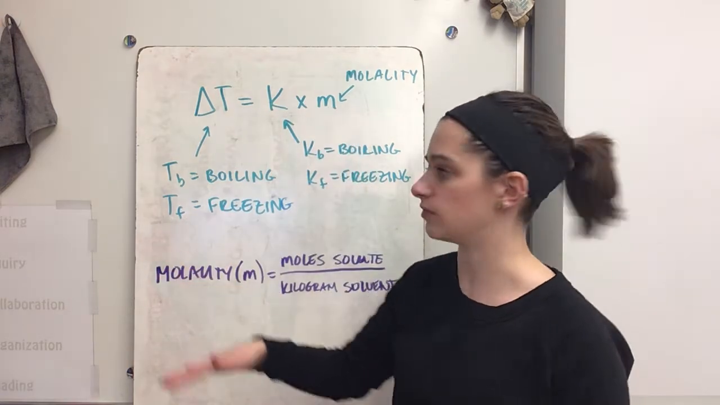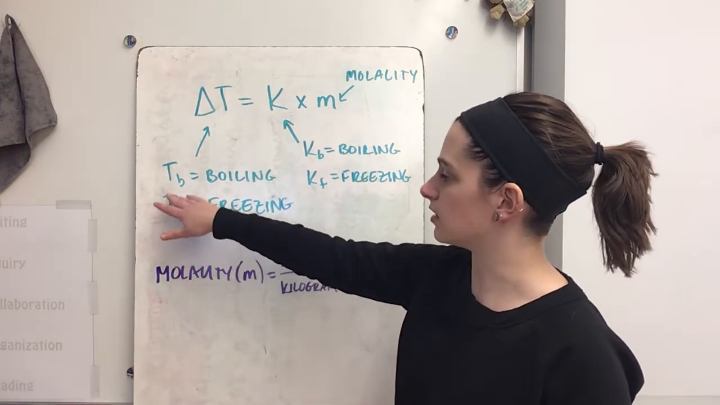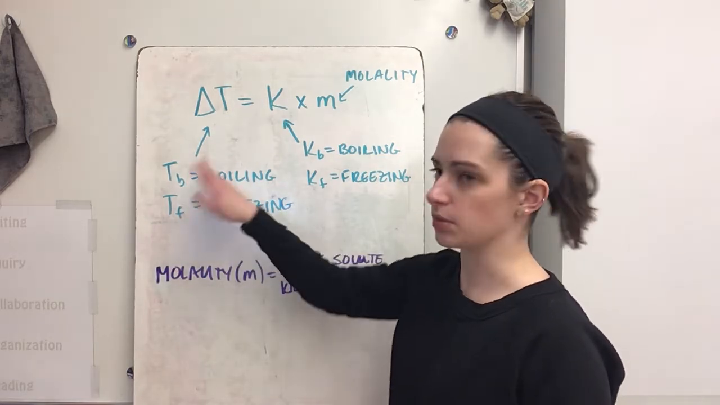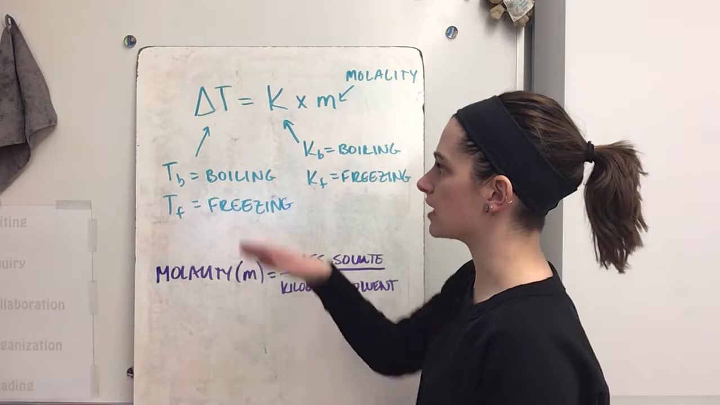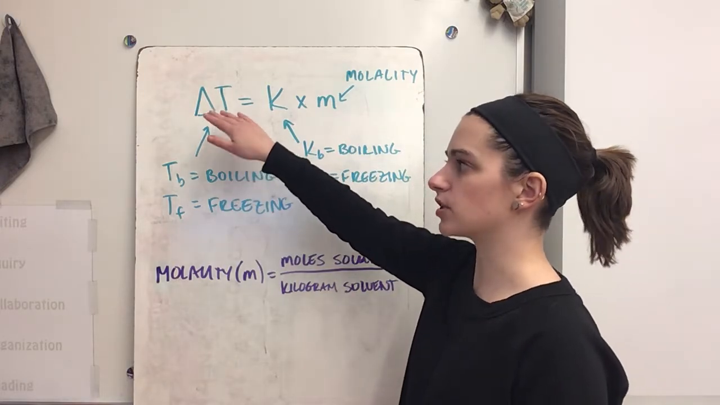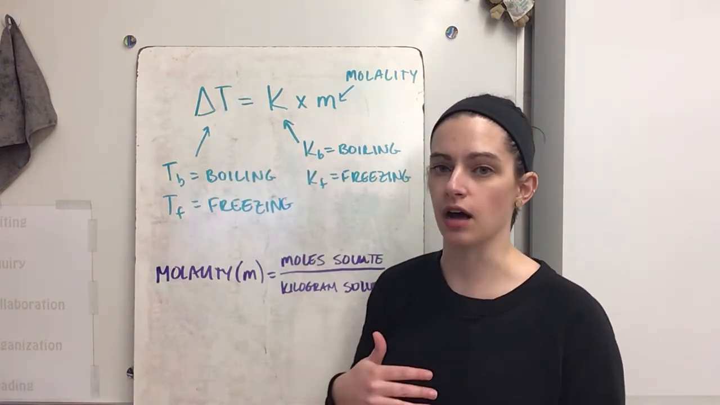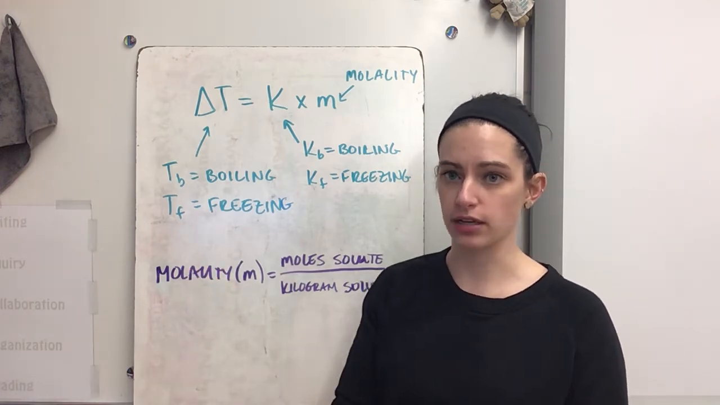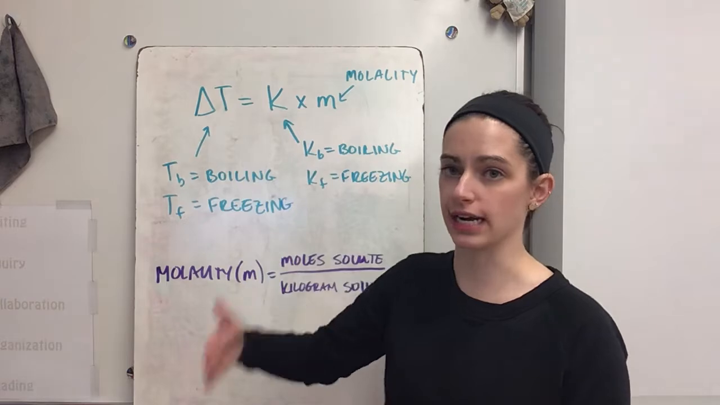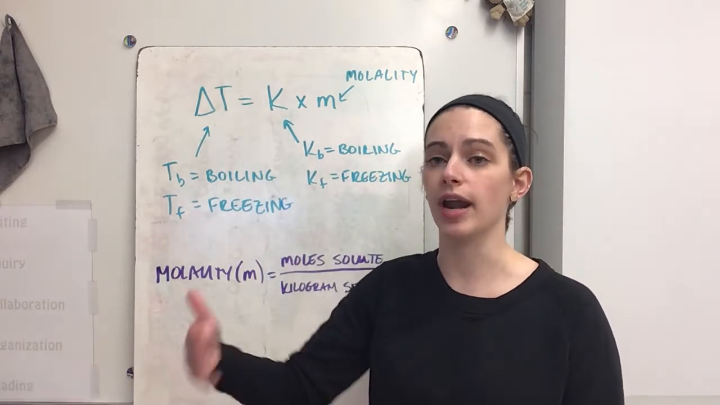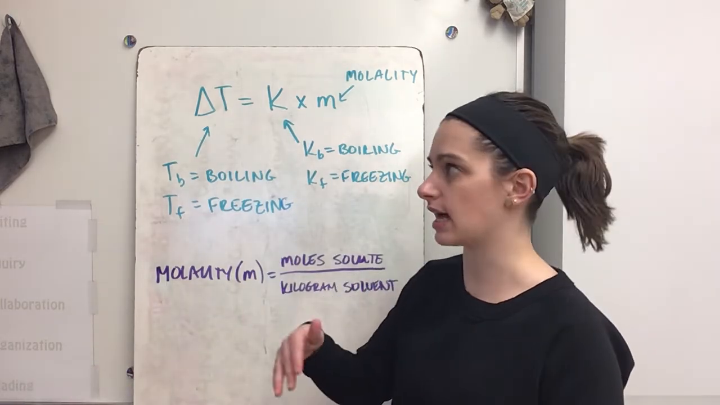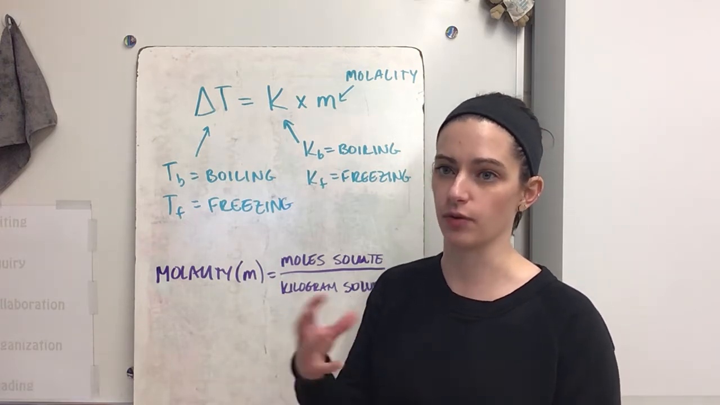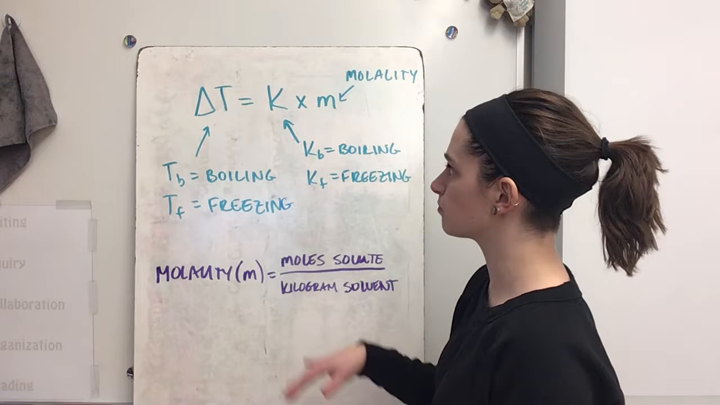So let's talk about each of those. You'll see delta TB or delta TF, F for freezing, B for boiling. That's the difference of the temperature compared to that solvent's typical freezing point or boiling point. So that's how much higher or lower it is compared to when it would normally freeze or boil. It's not the temperature at which it now happens, it's how much that temperature is different from what it is when there is no solute.